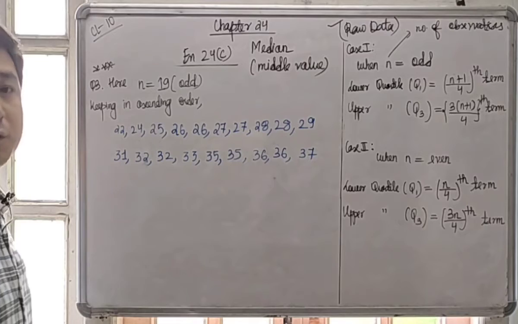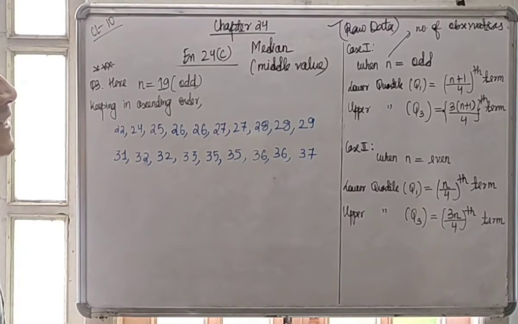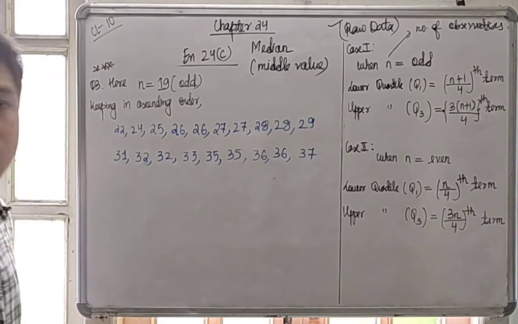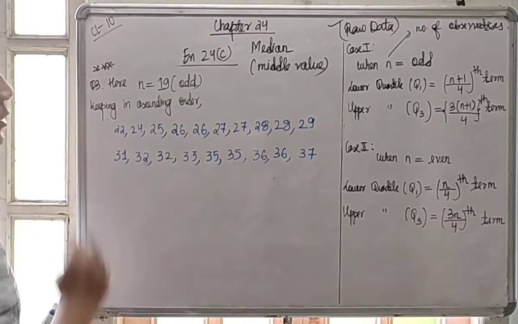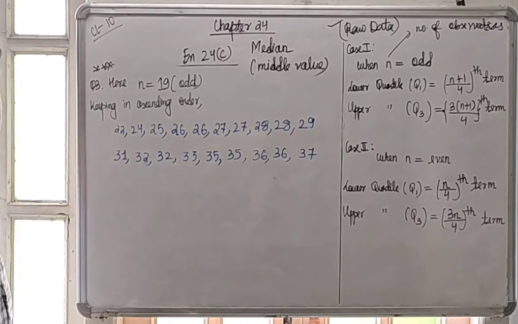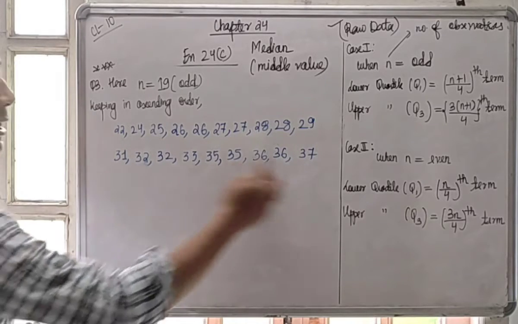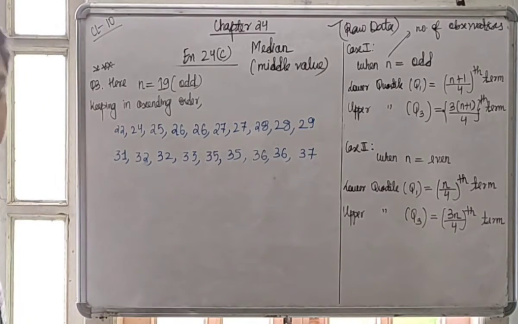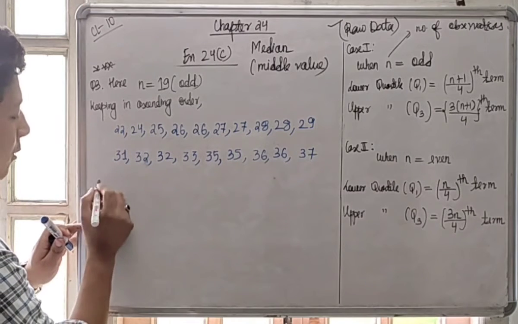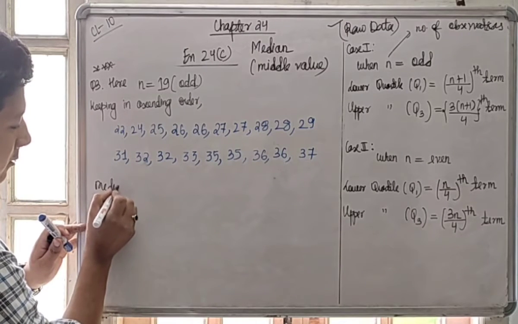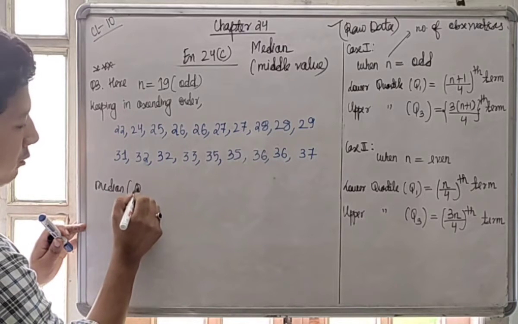First of all, we start with n equals 19 observations, which means the number of observations is odd. So I have to stick only with odd. Keeping it in ascending order, these will be the values. The smallest value is 22 and the largest value is 37. So as n is odd, I know the formula for odd, median Q2.